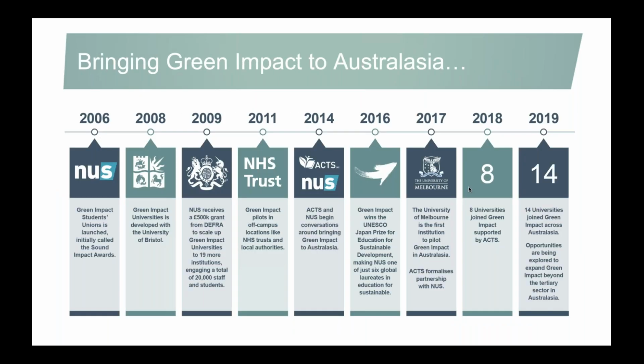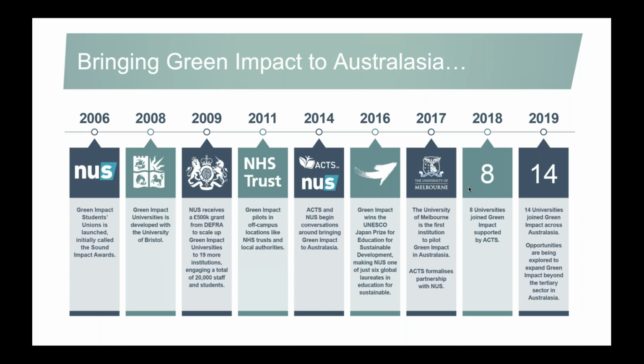So as you can probably guess, we did not come up with Green Impact as a concept. It's an amazing program that's been around for a number of years now. It was founded by the National Union of Students in the UK back in 2006, and it's seen quite an evolution since that time. I'm not going to go too much into the specifics of it, other than to say that we initially started having conversations with NUS around 2014 about bringing the program to Australasia.